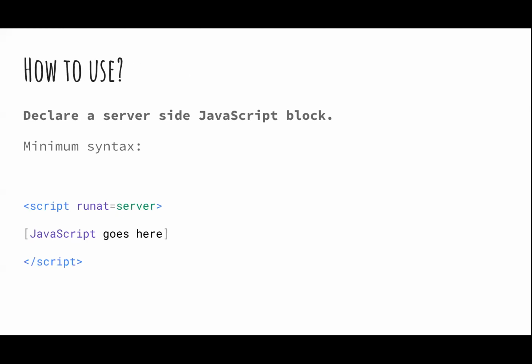So, how to use it. The minimum syntax for a server-side JavaScript block, much like AMPscript: you start a block which specifies the start of your server-side JavaScript, and then you close it off. The minimum syntax is script runat equals server, then your JavaScript in the middle, and then you close off the tag at the end. It's an HTML tag, or HTML-ish tag.